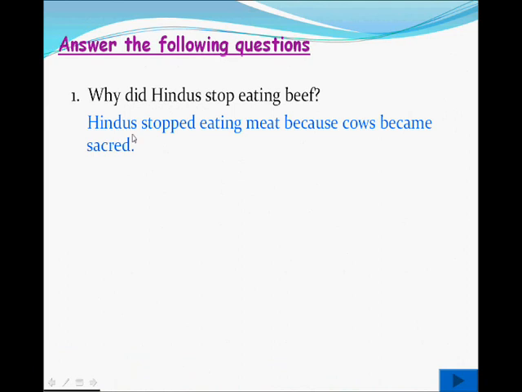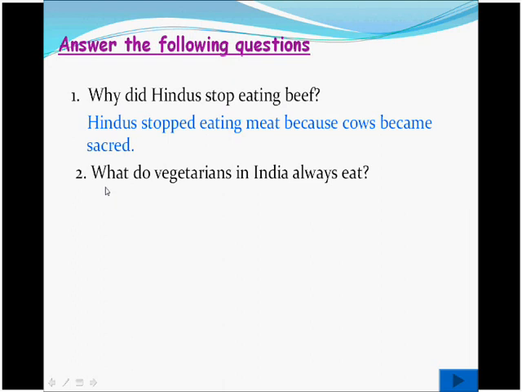Yes. So here we have the full answer. Hindus stopped eating meat because cows became sacred. And be careful, when we answer the question in the past tense, we have did. So the verb stop, I'll use it in the past simple tense. So it will have the past simple form, which is here in this case stopped. I just add ed. Very good.